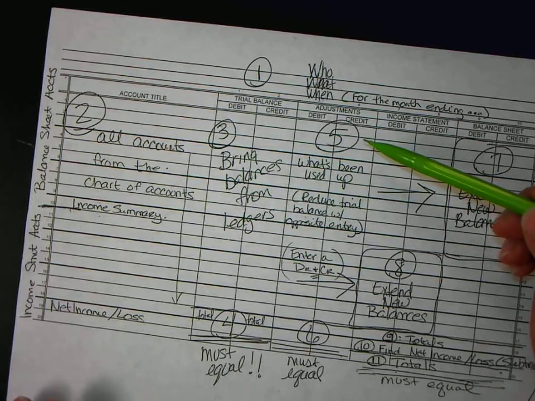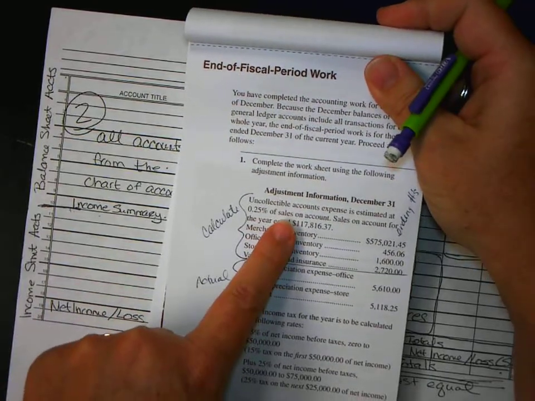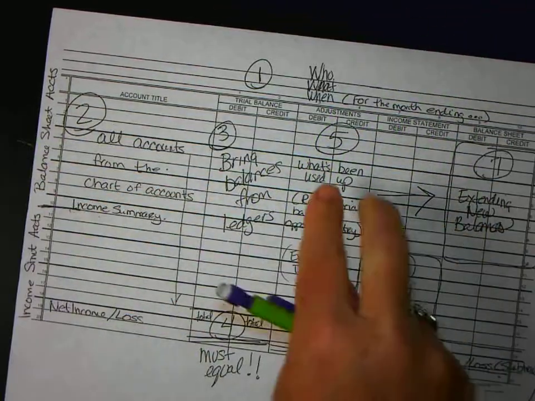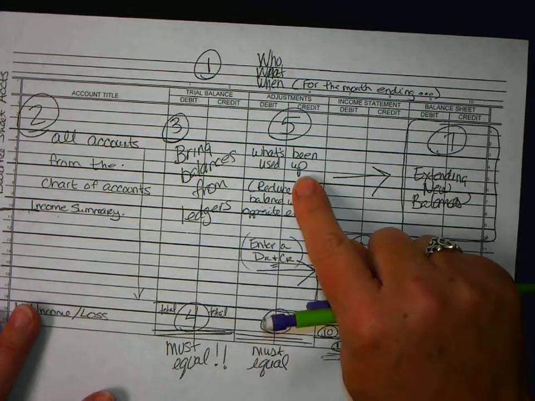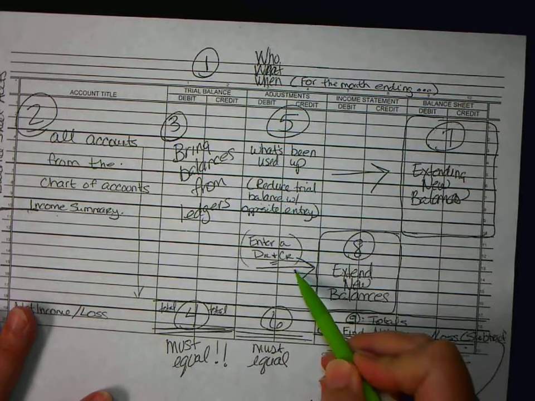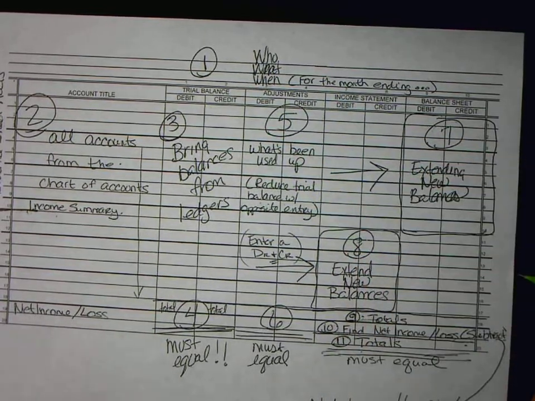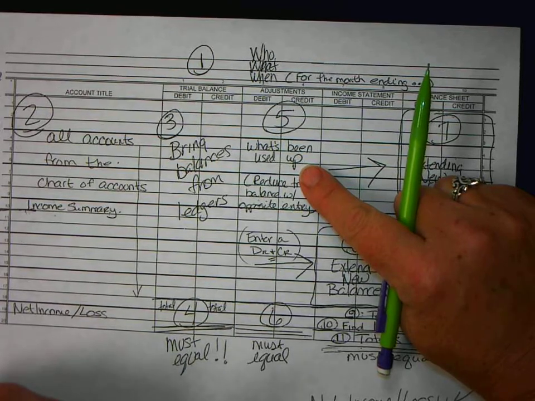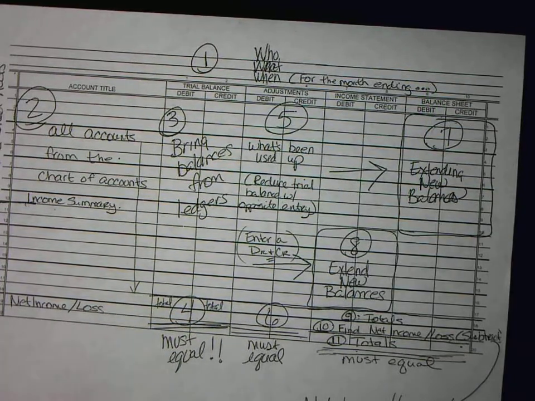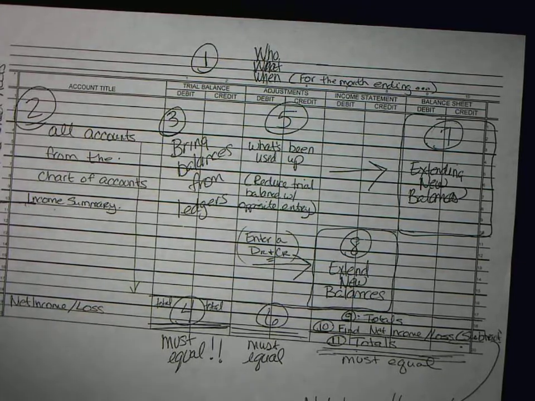After we've done that, then we'll start the end of fiscal period work, and the first thing that you see here is adjustment information. So that's step 5 of our worksheet. Okay? Our adjustments. What's been used up? And we always put in a debit and a credit. So this is where we look at, say, prepaid insurance. What did we start with? What did we end with? What's been used up? Credit prepaid insurance, debit insurance expense. Okay? So we'll kind of walk through that. And there's a couple adjustments that are new, and so that's kind of why we're going through today.